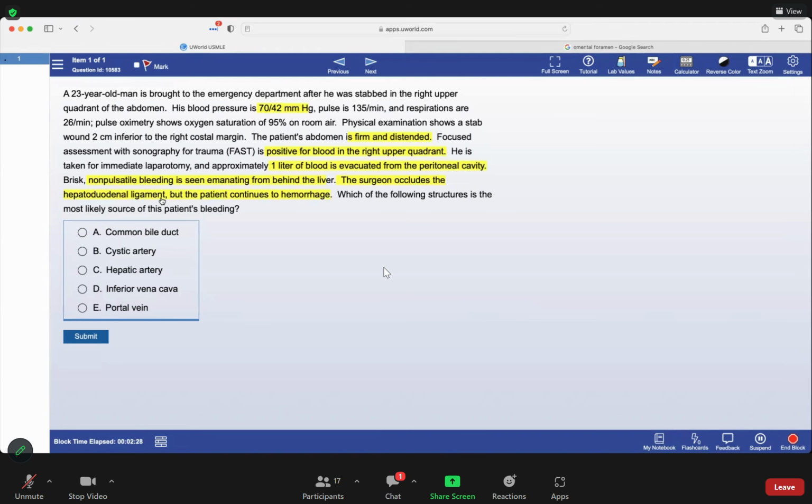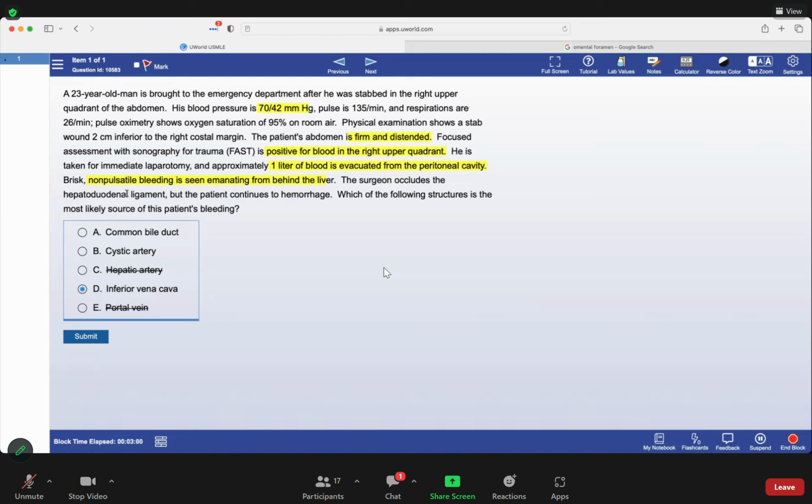Is that clear, folks? And they said the patient continued to bleed, continued to hemorrhage. So I should know it's not the hepatic artery and it's not the portal vein. Is everybody clear, folks? If I compress and the patient is still bleeding, that means it's not those two. So then the answer must be the inferior vena cava. Is everybody clear, folks? That's important, okay? That's your Pringle maneuver.